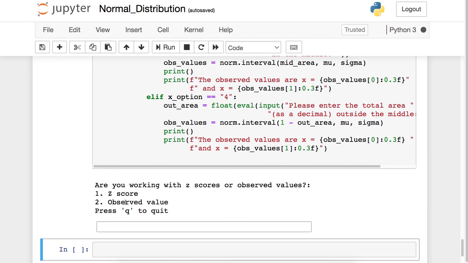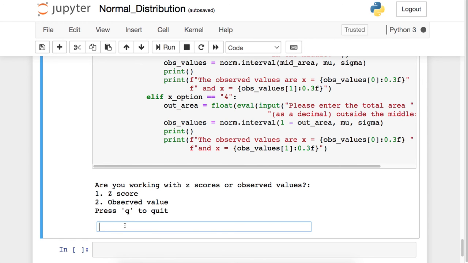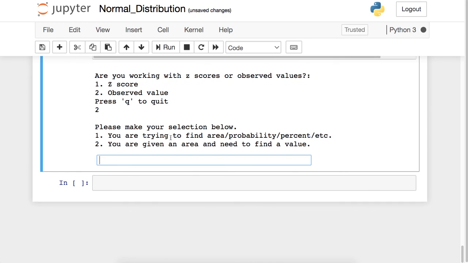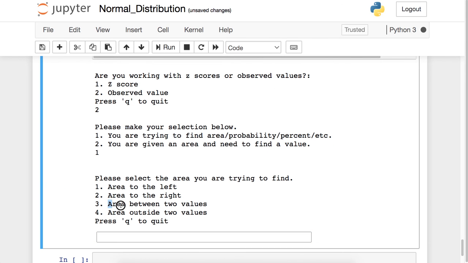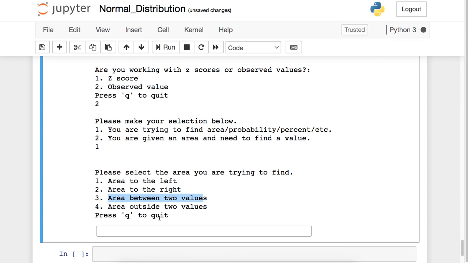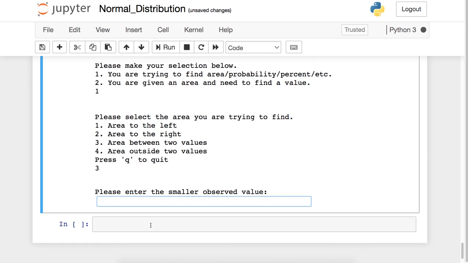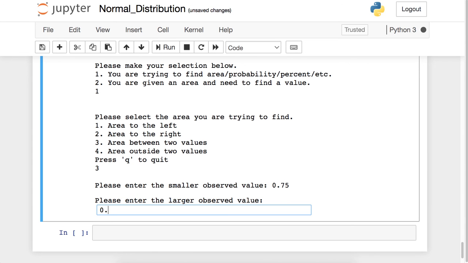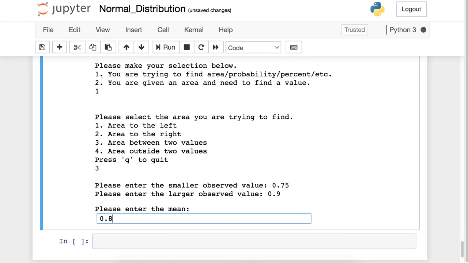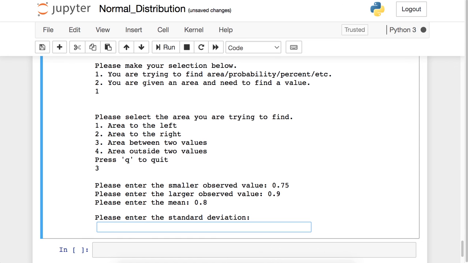Alrighty, so we are working with observed values, so we'll go option 2. And we're trying to find an area, so that's option 1. And we want the area between two values, between 75 and 90, so we're going to select option 3. The smaller observed value is the 75%, so I'm just going to enter that in as 0.75. And the larger observed value is 90%, so that's our end point. Our mean, again, is 0.80 or 0.8, and then our standard deviation is 0.02.